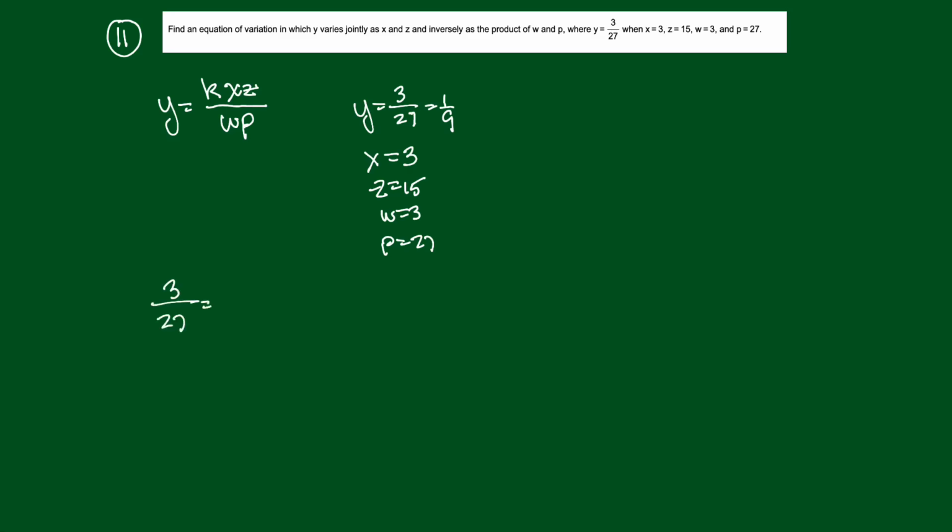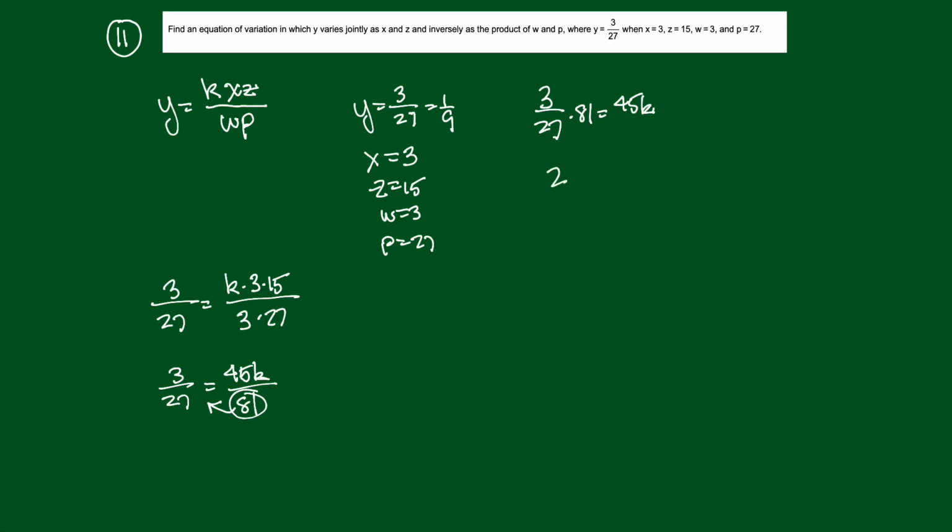3 over 27 is equal to K times X, which is 3, times Z, which is 15, over W, which is 3, times P, which is 27. Let's make these multiplications. So we will get 3 over 27 is equal to, now 3 times 15 is 45k over 3 times 27 is 81. So let's solve it for k. So we are going to get, I'll do it up here on the top right. We'll get 3 over 27. Now I'm going to multiply by that 81, right? Times 81, that's equal to 45k.